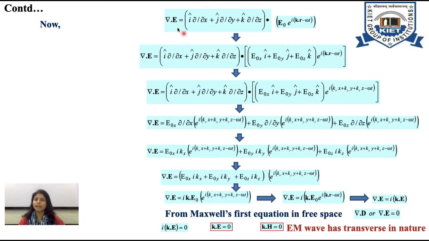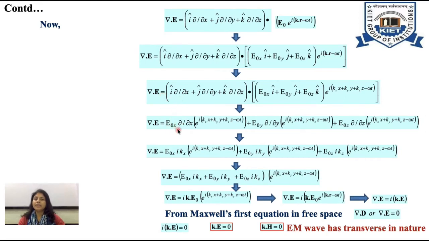Now del dot E. The del operator is equal to del by del x of i plus del by del y of j plus del by del z of k, and vector E is equal to E naught e to the power i (k dot r minus omega t), where E naught is equal to E naught x i plus E naught y j plus E naught z k. Then del dot E becomes (del by del x of i plus del by del y of j plus del by del z of k) dot (E naught x i plus E naught y j plus E naught z k) into e to the power i (k dot r minus omega t). Again i dot i, j dot j, k dot k is equal to 1, otherwise all are 0.